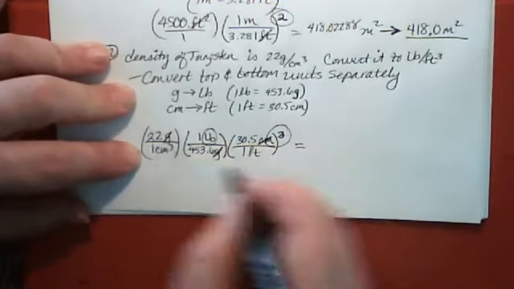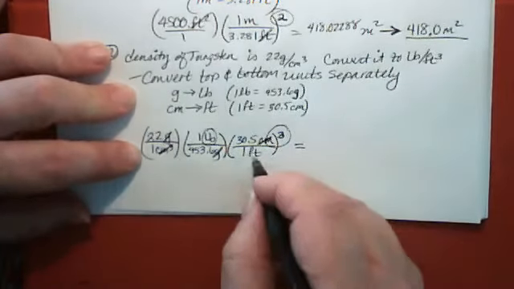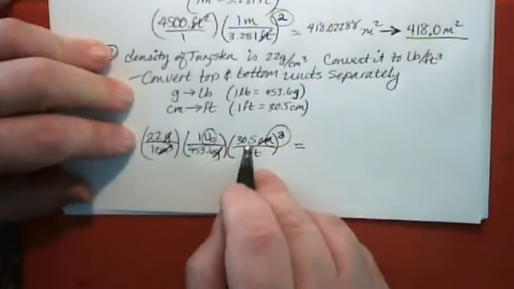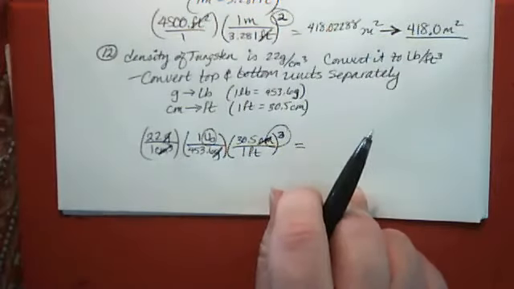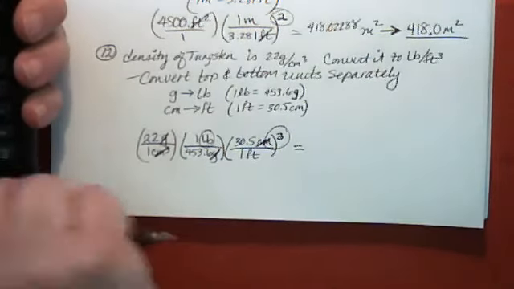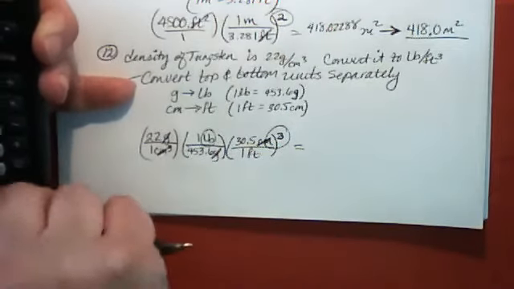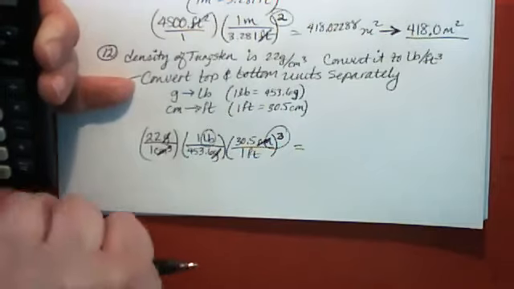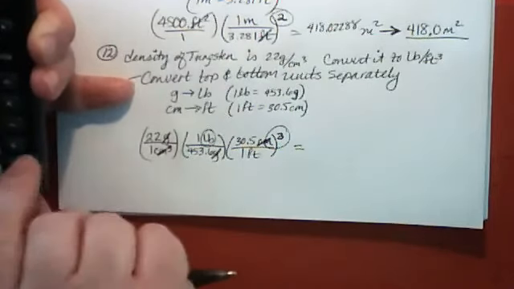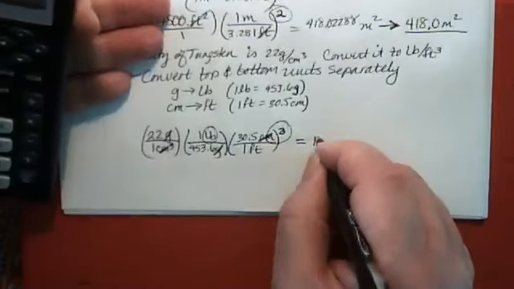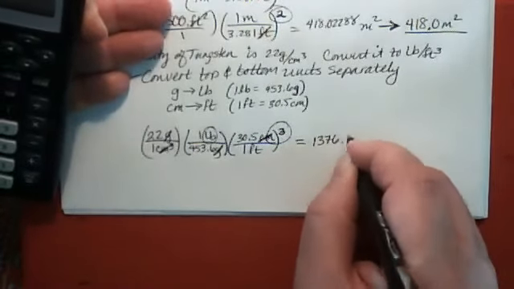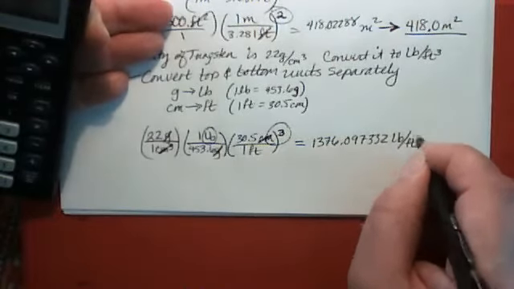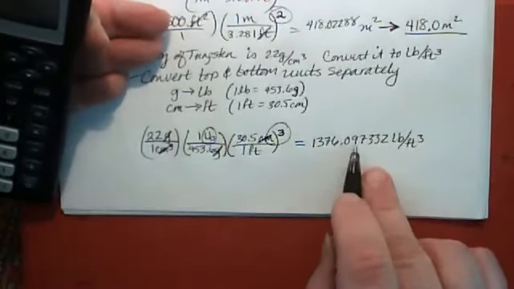And now cubic centimeters will cancel with cubic centimeters, and we will end up with cubic feet on the bottom. It's just that when you multiply through, you're going to have to raise 30.5 to the third power. So don't forget to do that. So if we take 22 divided by 453.6, and then times 30.5 raised to the third power, we get 1,376.09, blah, blah, blah.